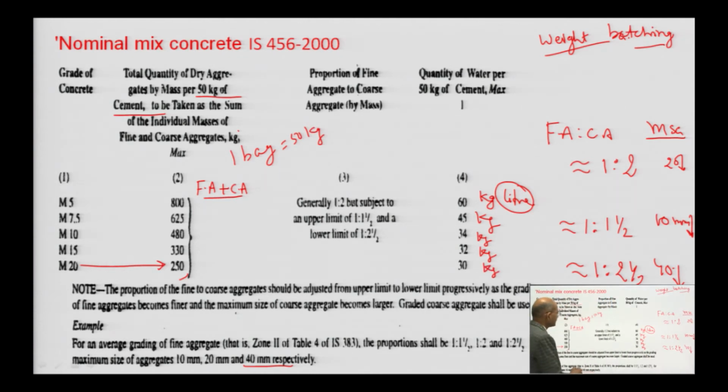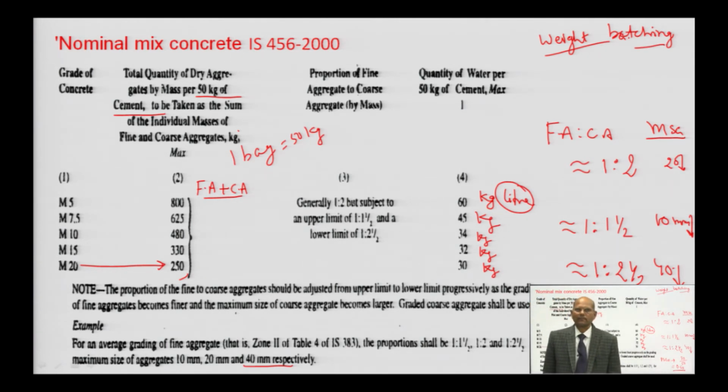Let us see the water cement ratio of M20 grade concrete. What is the restriction they have done? Water is 30 kg and cement is 50 kg. So, if you calculate, you get 0.60. So, this is the restriction. Likewise, you can get the restricted water cement ratio for any grade of concrete.